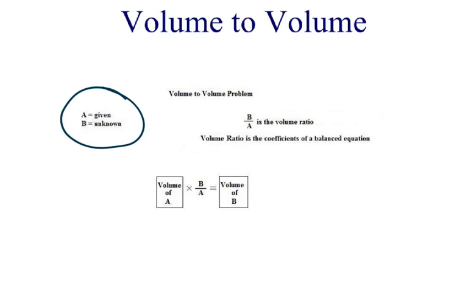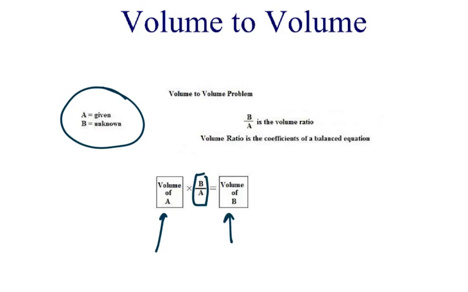So you're going to be given the volume of the given, or A, and you're going to multiply by B over A. This is the same as the mole ratio, except we'll just call it the volume ratio, but it's obtained the same way. It's found by getting the coefficients from a balanced equation. So as always, make sure before you start that the equation is balanced, and once balanced, you can perform this problem. Once you multiply by B over A, you will get the answer, and that will be the volume of B, or the unknown. So we can solve these in one step.